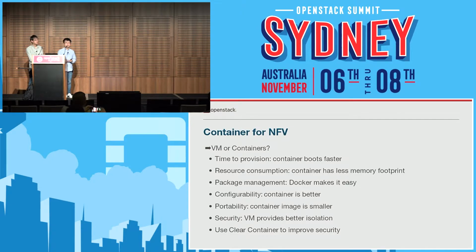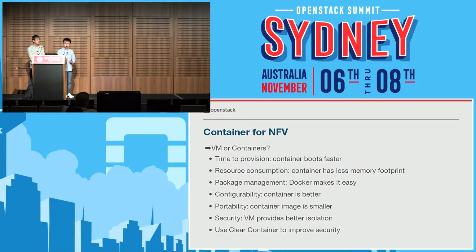But we see there's a potential to use containers to run the NFV workload. There are several nice properties of the container that might be suitable for the NFV use case. For example, the container can provision very fast, and it takes less memory. It is easier to package because you can package the VNF as a Docker image and upload it to the Docker registry or Docker Hub to share.